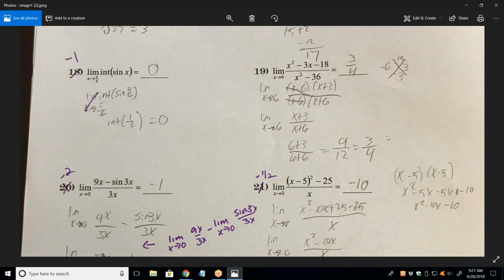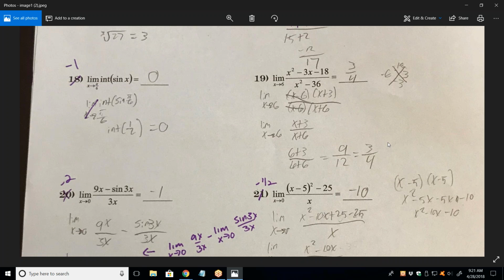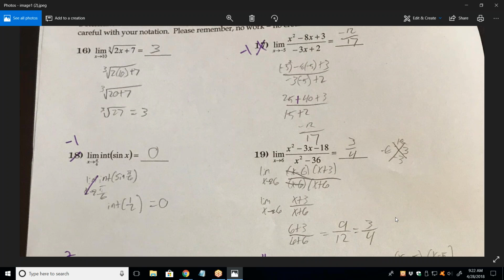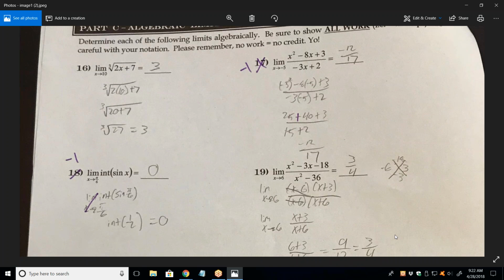I messed up a plus sign on the first problem, and the third problem I missed. What did I miss in the third problem? Number 18. I have the right answer, but... So the limit of the greatest integer function of sine x? Is that what that means? Yeah, that is.